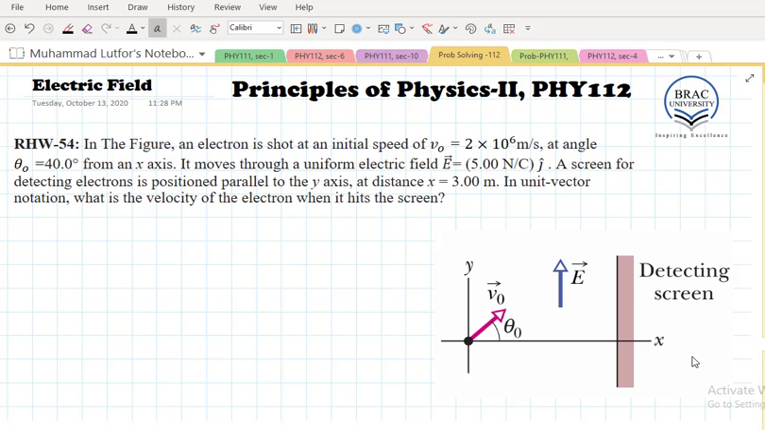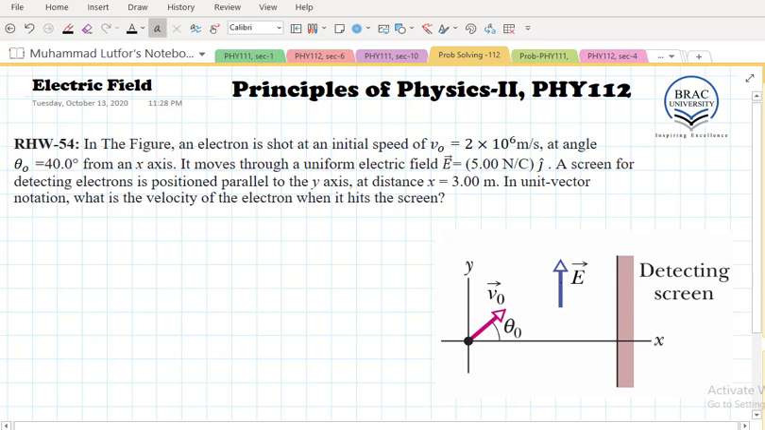This is problem number 54 from Resnick Halliday Walker, 10th edition. In this problem, it said that an electron is shot with an initial speed 2 × 10^6, making an angle of 40 degrees with the horizontal from the x-axis. The electron moves through a uniform electric field which is towards the positive y direction.